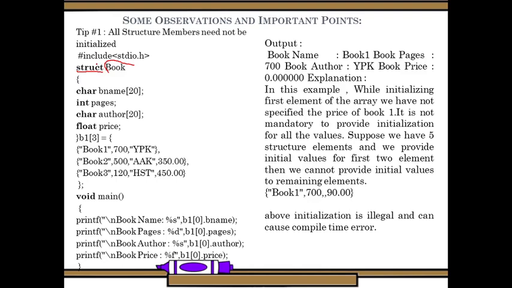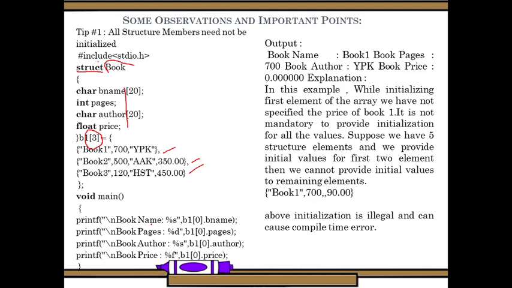A common mistake people make is to forget to use the c. Book name, number of pages, author and price. The four members were declared. And then initialization. See, array initialization can also be done for the structure. That is, the three values can be initialized at a time. That is in a structure.